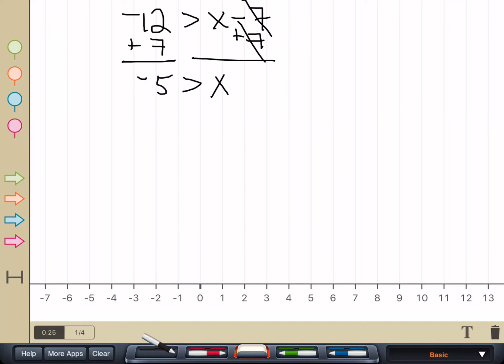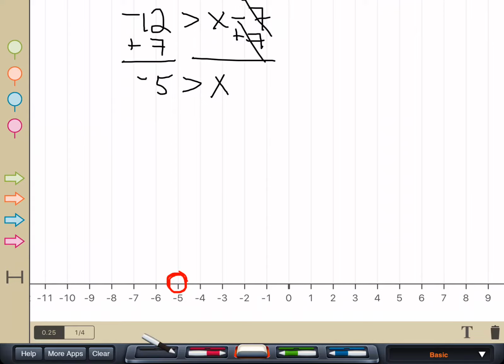Now, I have my inequality here that says that negative 5 is greater than x. So there's my negative 5. Now I know that negative 5 can't be equal to x because it's not greater than or equal to x, it's just greater than x. So which direction is my line going to go, to the left or to the right? Well, let's think about this. If negative 5 is greater than x, then that must mean that x is less than negative 5.